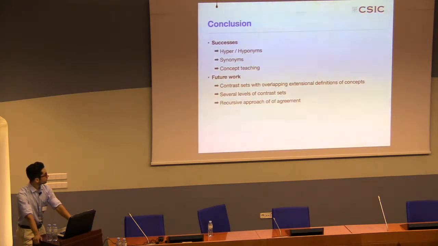For our future work, we want to focus on a contrast set with overlapping extensional definitions of concepts. This is the particular case that I mentioned before. And also see what could happen when we have several levels of contrast sets. For example, here we have a contrast set on chair, armchair, stool, and a chair has arms, back, etc., and we want to be able to have a contrast set on that too.